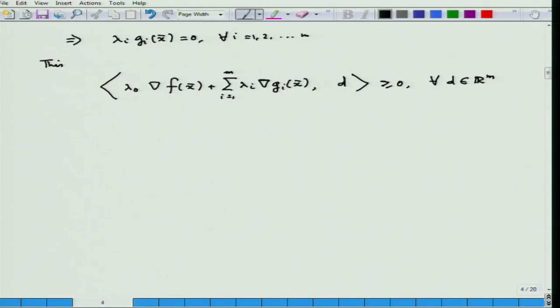Now it says basically a linear function is greater than or equal to 0 over the whole of Rn. This is not possible unless the function itself is 0. This is a simple fact. So if A d is greater than or equal to 0 for all d element of Rn, of course A is an element in Rn also, otherwise you can't define the inner product, this would imply that A is equal to 0.